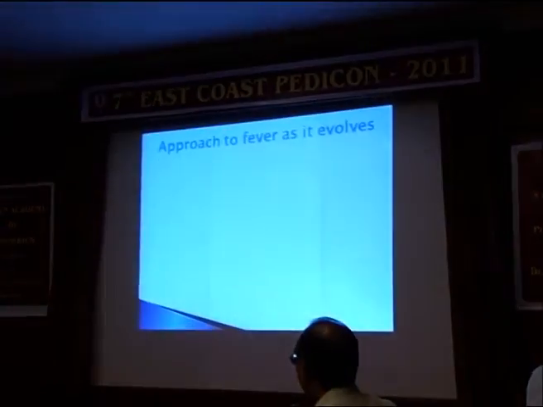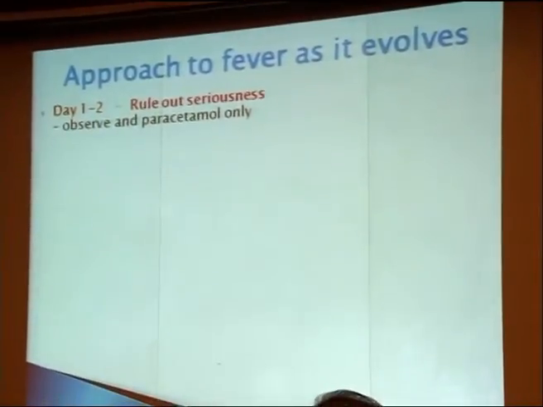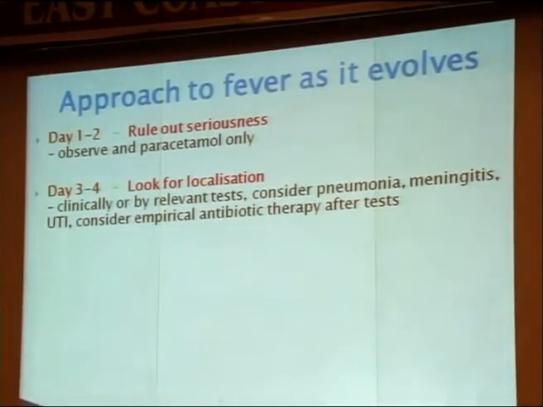Just the last one. Last thing is approach to fever as it evolves. That means on day 1, day 2, what will you do? Just rule out seriousness. If it's not a serious child, observe with paracetamol only. What will we do on day 3, day 4? We'll look for localization either clinically or by relevant tests, and we'll consider pneumonia and meningitis on day 3, day 4, whether it's possible, UTI, etc. By day 3, day 4, if we find that it's a worsening trend, it looks like a bacterial infection, we will send relevant tests and then consider antibiotic therapy, but not on day 1, day 2.